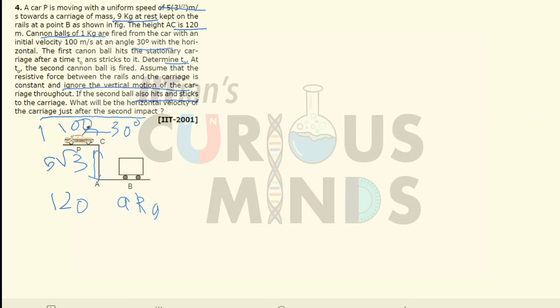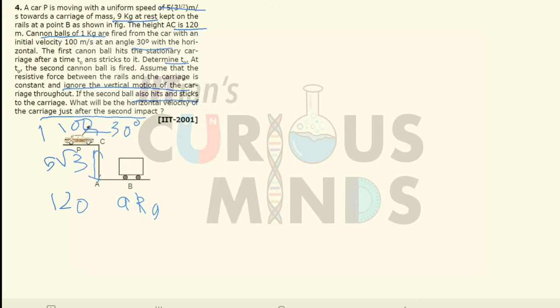The first assumption is that the velocity of the cannonball is 100 meters per second with respect to the ground, which is not specified here. I will assume it to be with respect to the ground. The second assumption is that the resistive force between the carriage and the rails, as given, remains constant, so it will have a certain constant coefficient of friction. We will calculate this value.